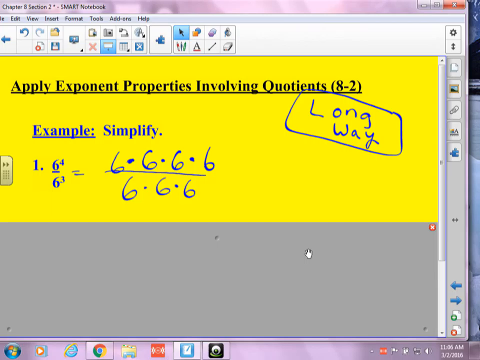Okay, now, remember in elementary school, you would reduce fractions. Whenever I have multiplication going all the way across in the numerator and multiplication all the way across in the denominator, and they're the same numbers, I can cancel them.